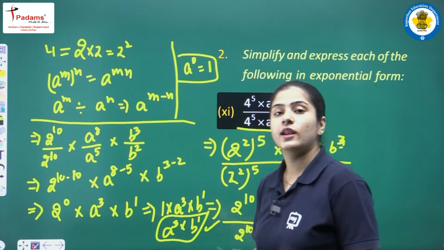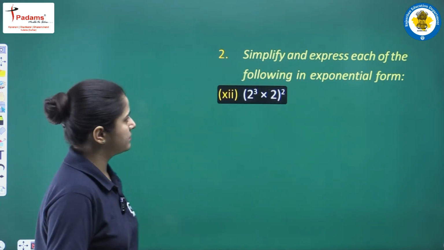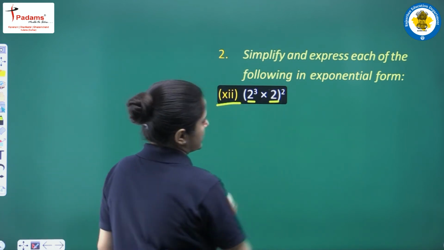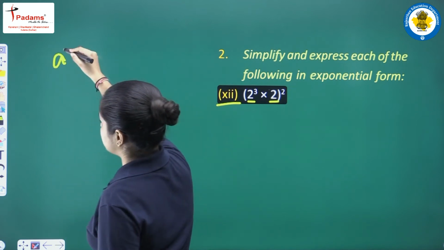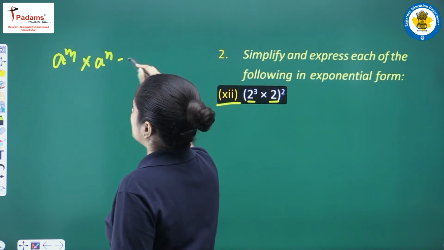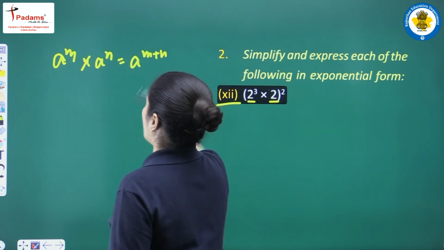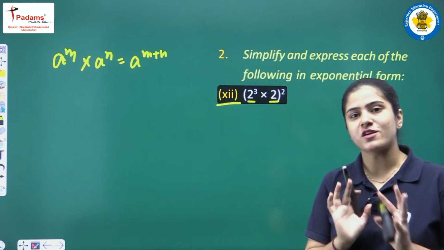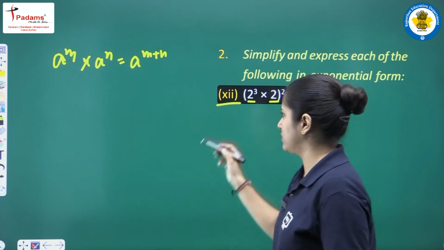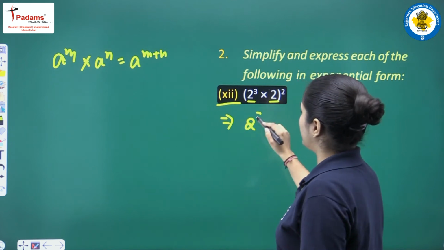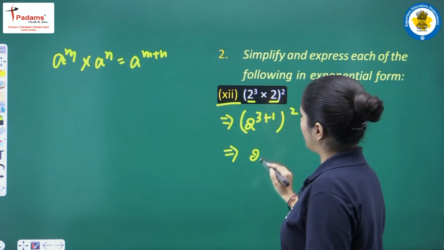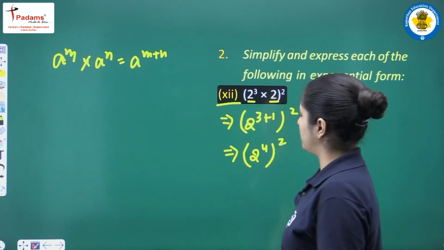Alright students, looking at the part 12, what is that? Now students, we have to firstly solve the bracket. When you have the same base and different powers, and multiplication is there, then you need to add the powers. This is the first law of exponent. Now you should know all the laws, what each one says, without remembering. So 2 raised to power 3 plus 1, raised to power 2. So this is 2 raised to power 4, raised to power 2.